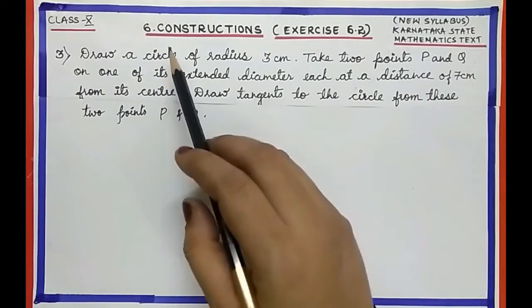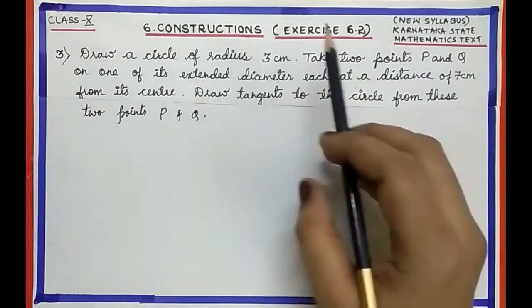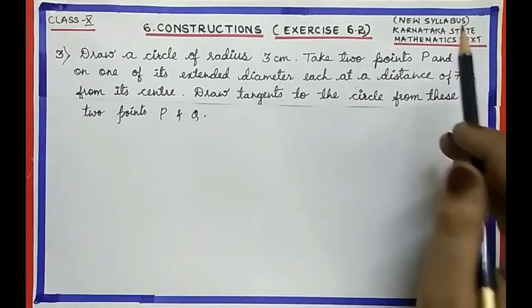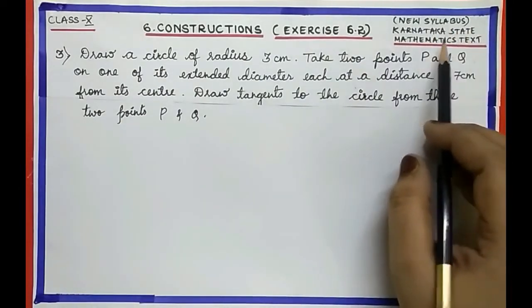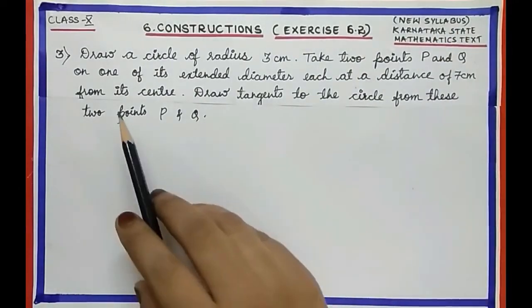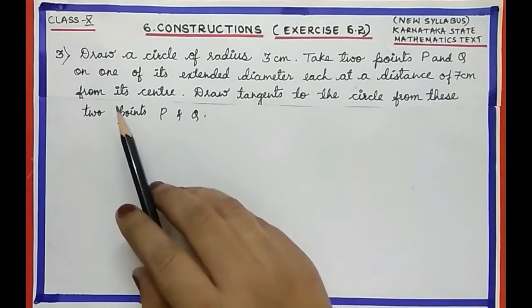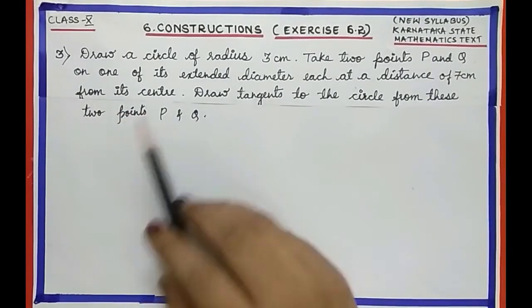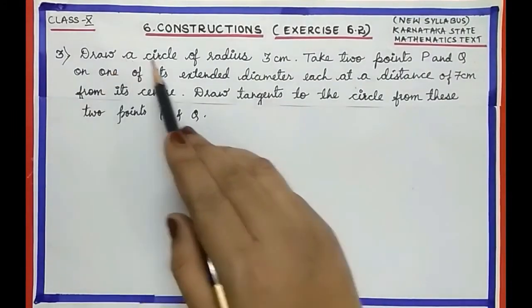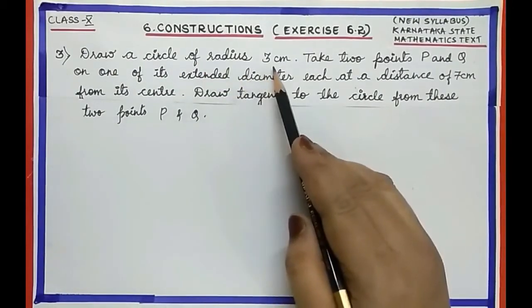Let us continue. 6th chapter, Constructions, Exercise 6.2 from Karnataka State Mathematics text. So here is the third problem. Let us read it and understand it properly. Draw a circle of radius 3 cm.